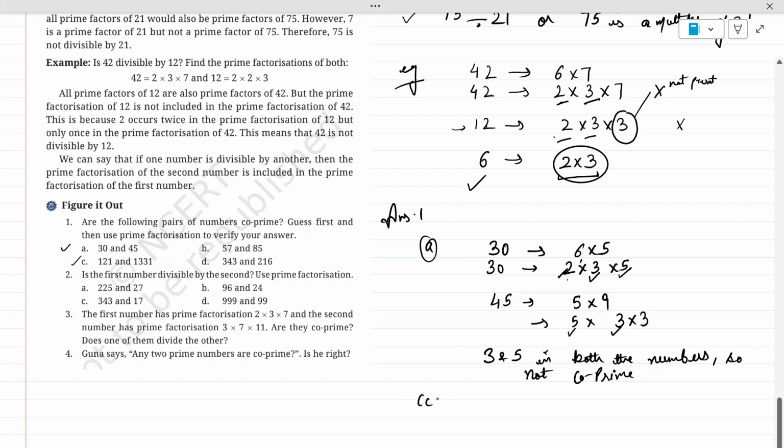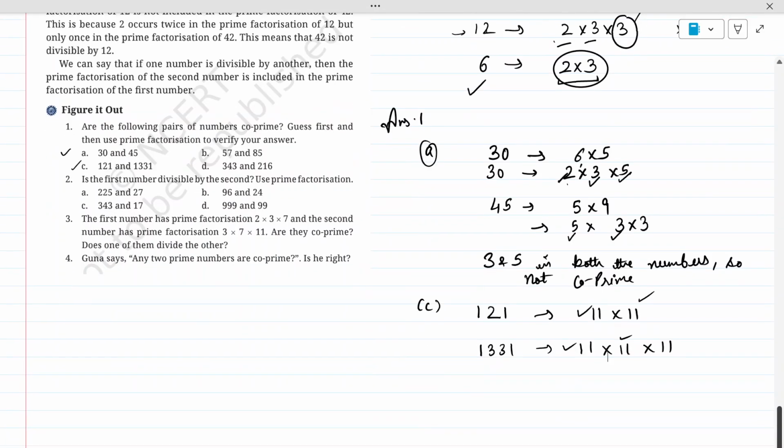Next, I'll take C. So for C, we have 121, which is 11 into 11. And next we have 1331, which is 11 and 11 and 11. So we have 11 common. That means these are not co-prime. Why? Because we have 11 into 11, that is 121 common in them, right? 11 two times is common in them. So they are not co-prime. These two are easy, kids. This is homework for you. And now we will go to the second question.